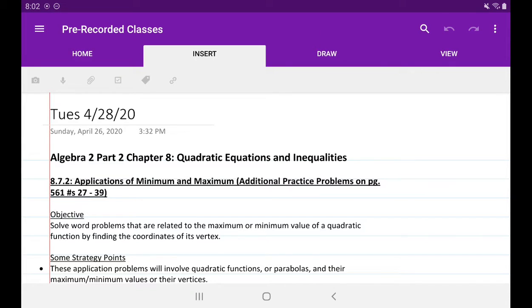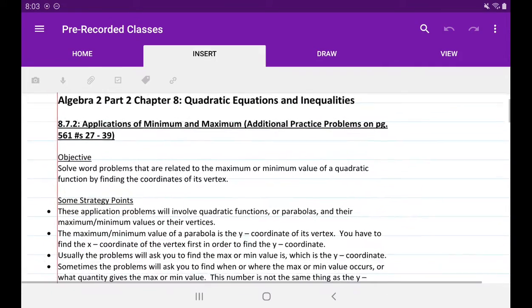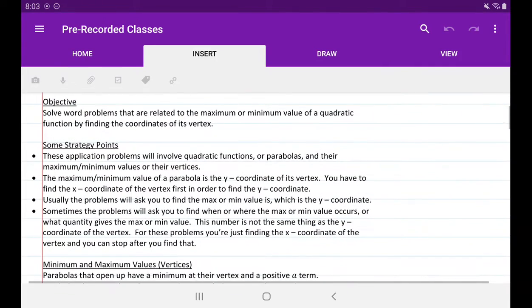Algebra 2, Part 2. This is Section 872, which is applications of minimum and maximum. So we're going to be doing word problems that involve finding the minimum and maximum values of a quadratic function. By the end of this, you should be able to solve those word problems. And when we find these minimum and maximum values, what we're really doing is finding the coordinates of the vertex of the quadratic function or the parabola, however you want to refer to it.